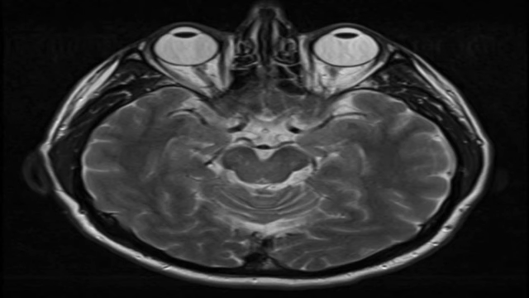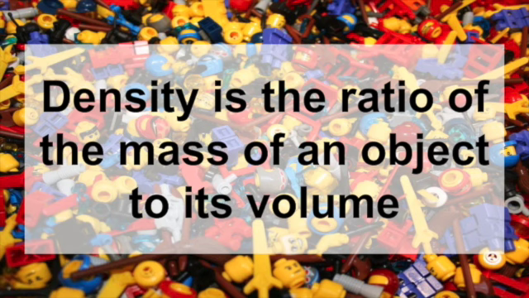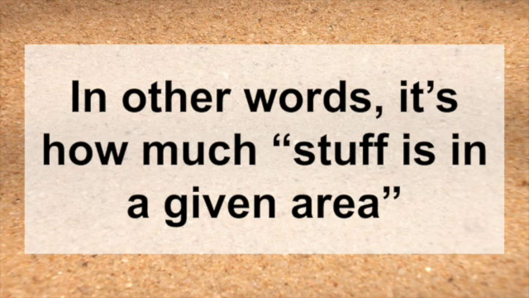So the definition of density is the ratio of the mass of an object to its volume. In other words, it's how much stuff is in a given area. So what I mean by a given area, here you can see two squares that are exactly the same size, and in those squares are Mr. D's. You can see in square 1 there are 4 Mr. D's in that given area. In the second square there's only 1. So according to what we see in this picture, the first square actually has more Mr. D's per given area and therefore is more dense.